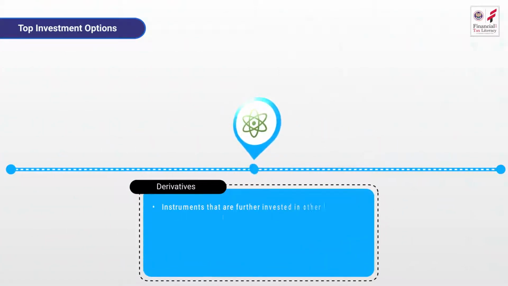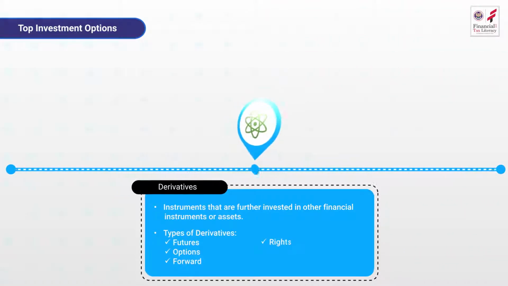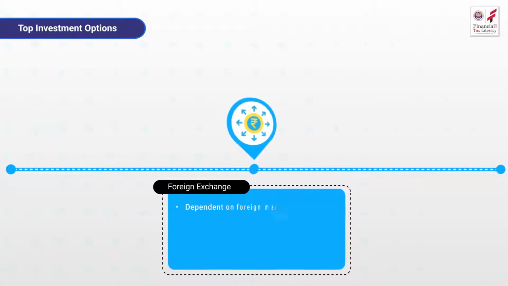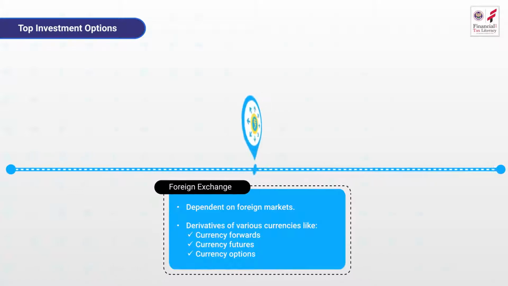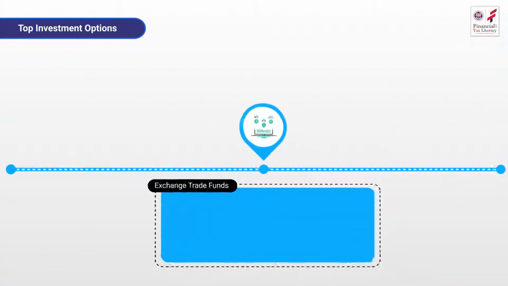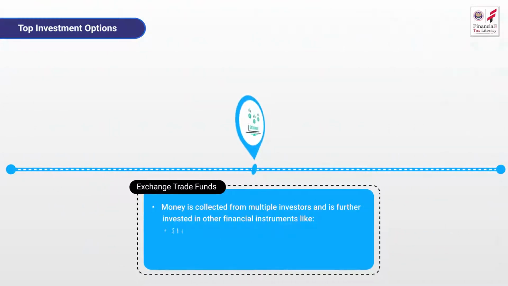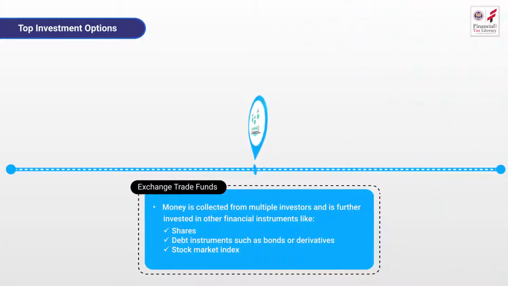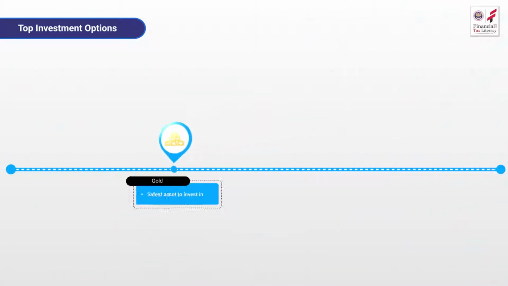Derivatives refer to instruments that are further invested in other financial instruments or assets. Types of derivatives are listed here. Foreign exchange instruments are dependent on foreign markets. Types of foreign exchange options are listed here. In exchange traded funds, money is collected from multiple investors and is further invested in other financial instruments, as listed here. Gold is the safest asset to invest in.